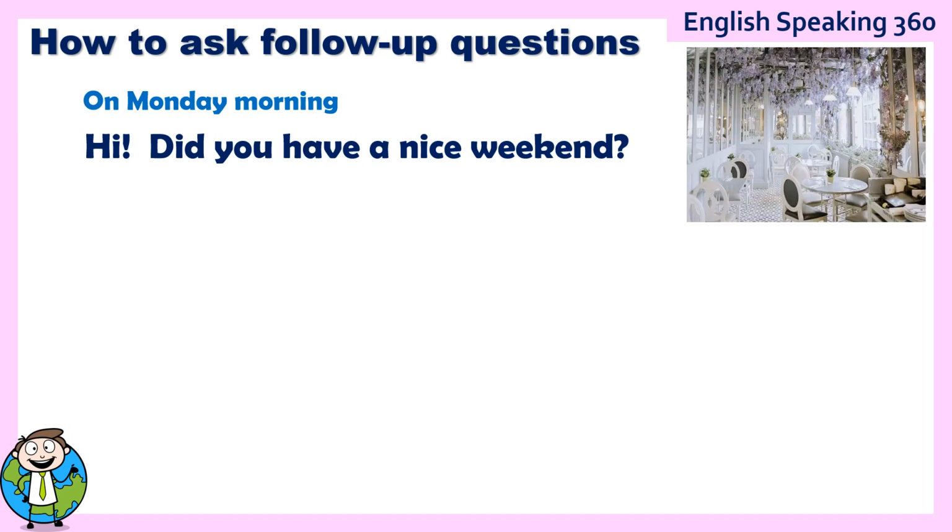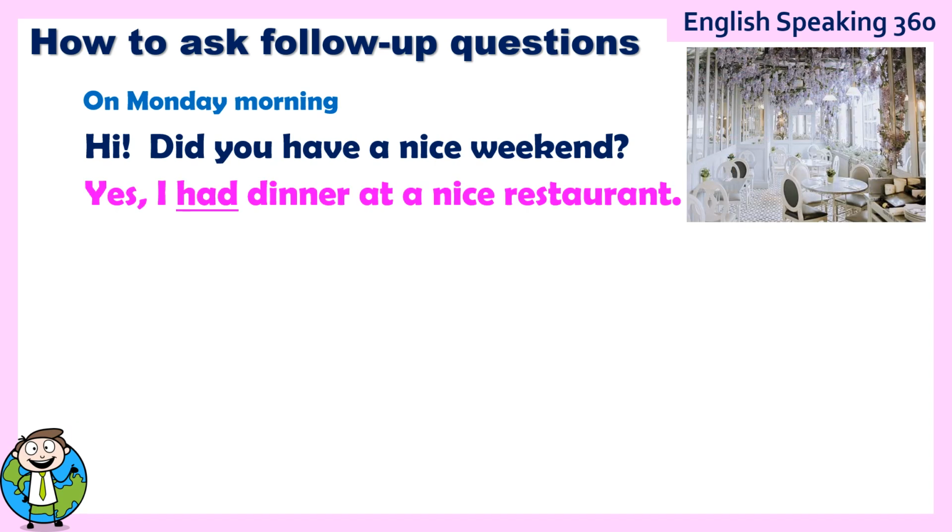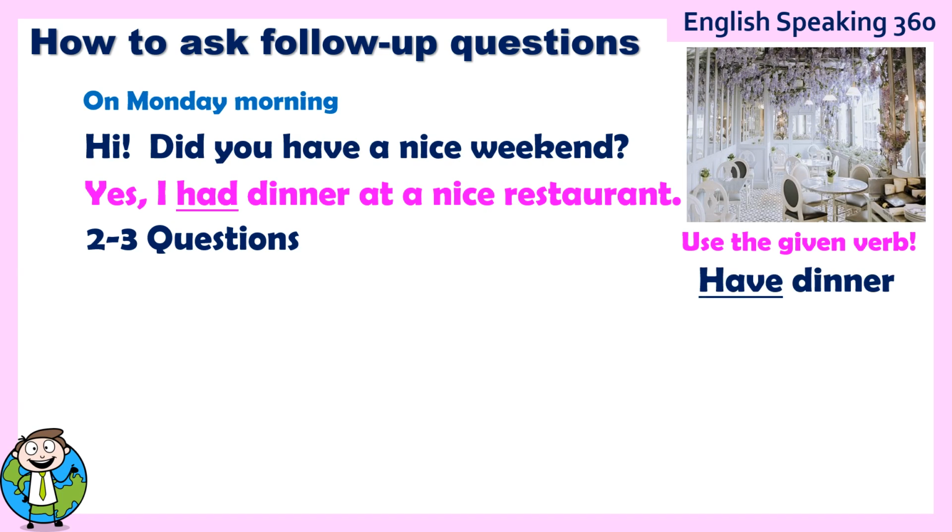Okay, now here's another situation. Hi, did you have a nice weekend? Yes, I had dinner at a nice restaurant. Now, your turn. You must ask 2 or 3 questions. You remember, what is the given verb? Had dinner. But you must use the basic form. Have dinner. Okay, we're going to use this. Have dinner is your verb.